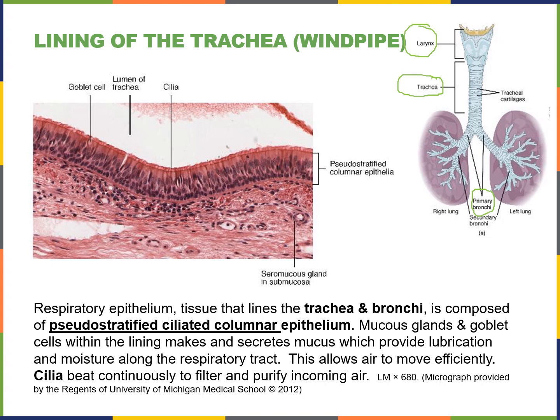And here's where we see the tree-like structure, the tracheobronchial tree. I think I better use red here. So the tracheobronchial tree. So you see the branching that's occurring. All of these branches, these are still passageways.